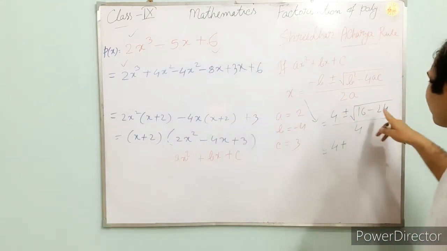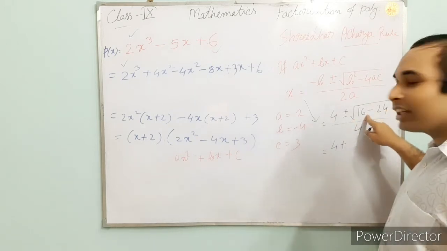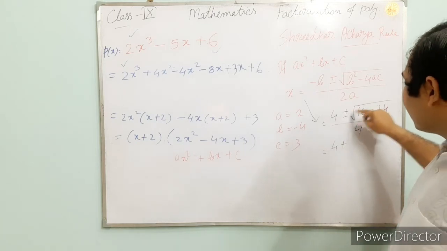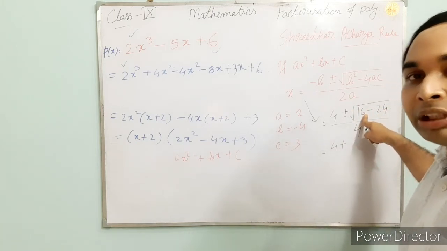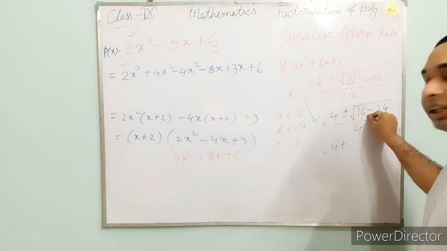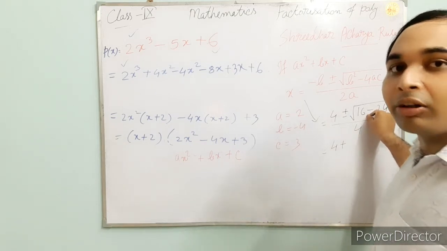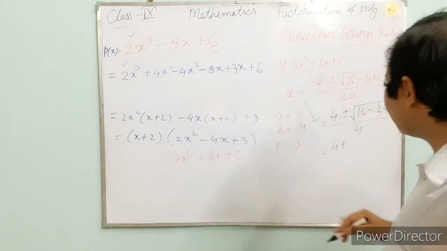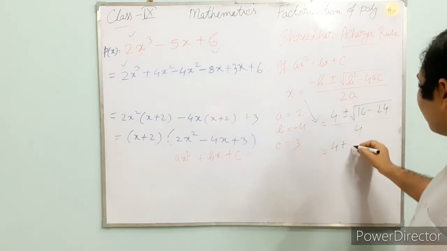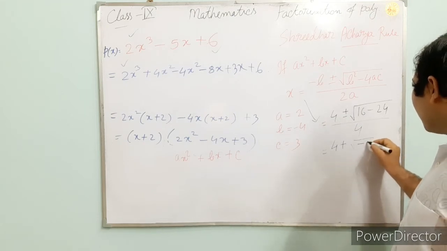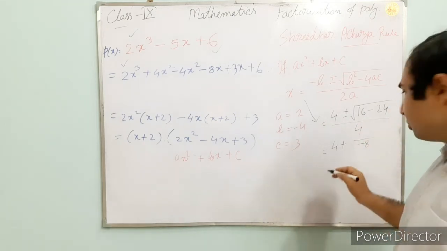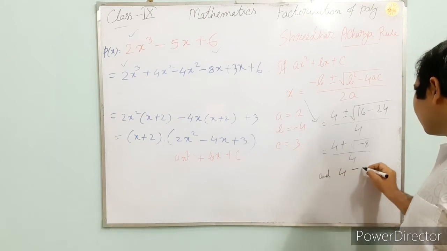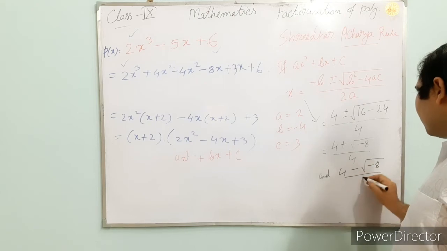But also here, just see, it is complex. So we cannot make the root. Complex means under the radical sign, when the sign is negative, then we can say that is the complex root. That is the complex number system. I will tell you later. So 4 plus root over minus 8, 16 minus 24 is coming minus 8, by 4, and 4 minus root over minus 8 by 4.